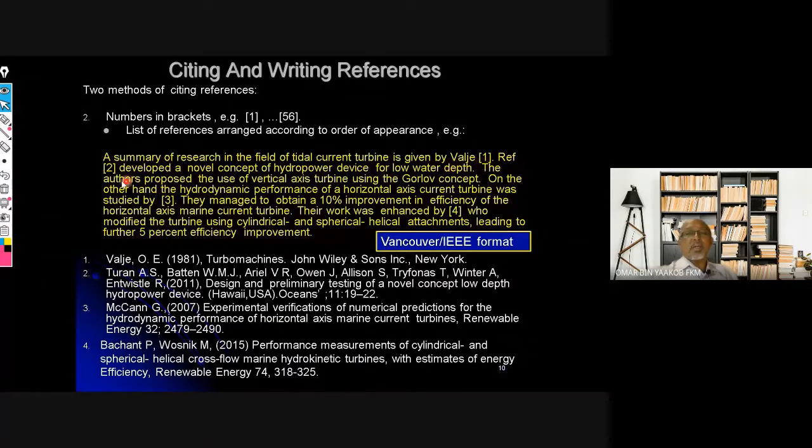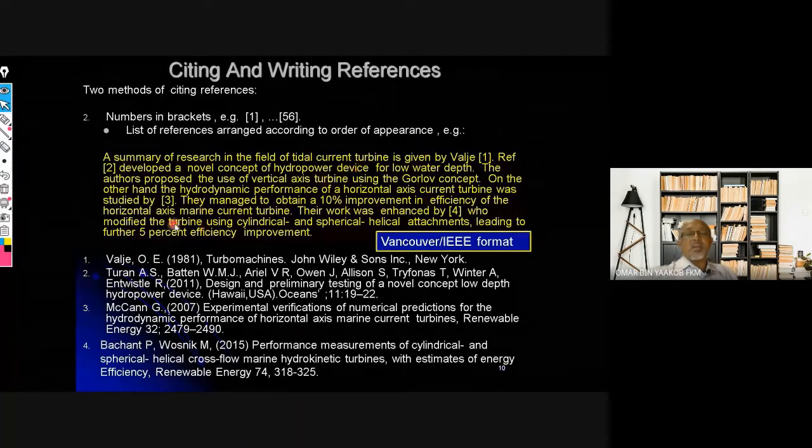So Valje, and then reference 2, and then 3, and 4. So we list it. Valje is number 1, although it's V, we put it as number 1 because it appears first. After that, 2. So if you have numbers in brackets, the references must be in order of appearance. You cannot have 1 here and then 10 here. You must have 1, 2, 3, 4. You cannot have 4 first. And then you list the references at the end like this.